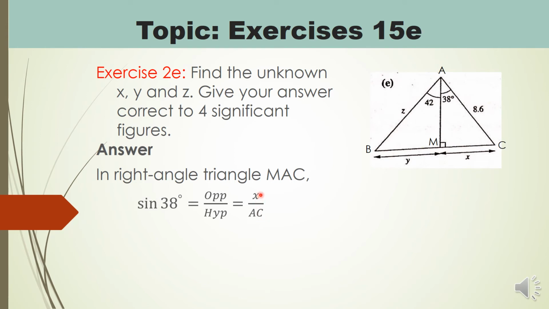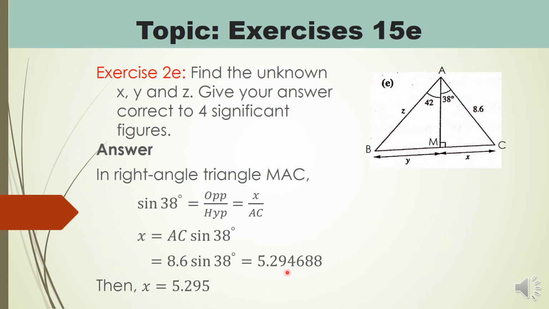Then you need to find h. To find h, you just take AC multiplied by sine 38, and put it in your calculator. You will see this number. But we want only 4 significant figures, so you have to round up. You delete these three numbers, 688, so you round 4 up to 5. That's why the answer is 5.295.